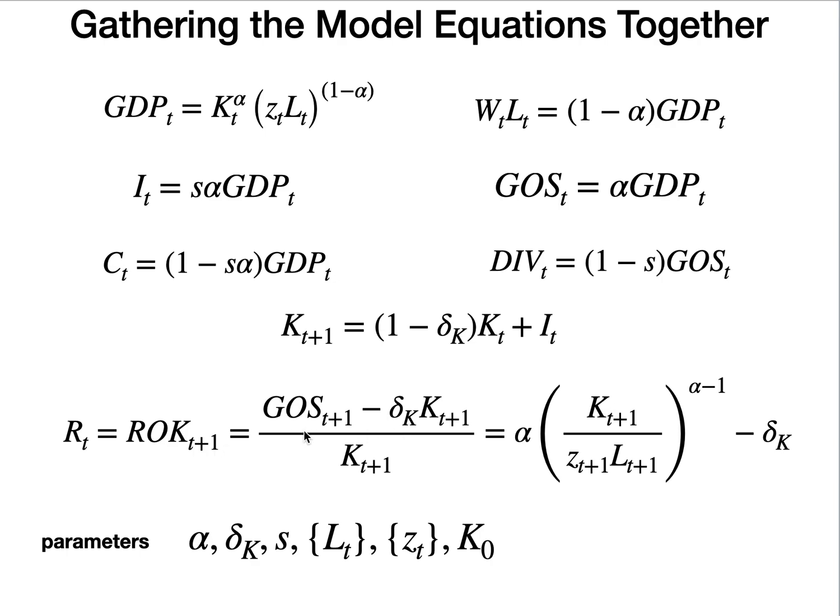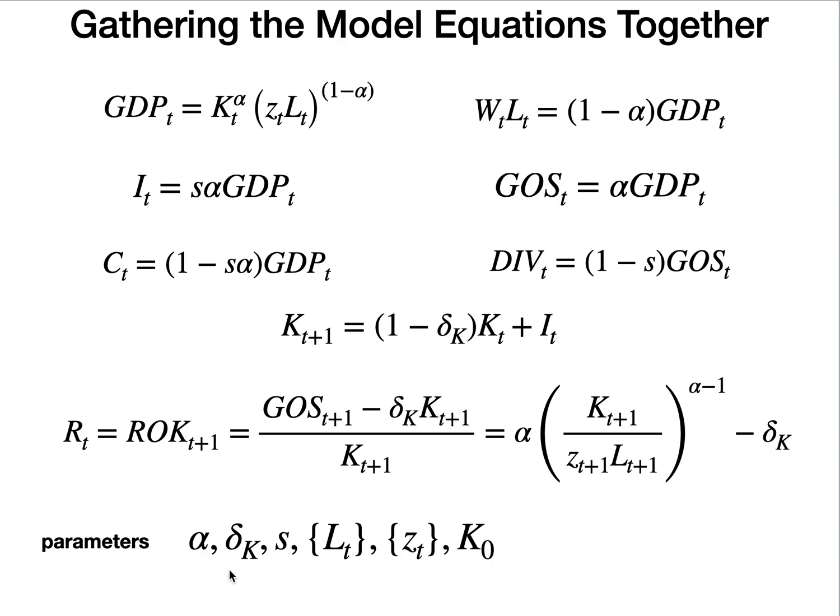And we calculated what the return on capital would be. Tomorrow's return on capital will be tomorrow's gross operating surplus, net of depreciation, so that's the net operating surplus, divided by the capital stock. And we can work out from these formulas that this is the equation for what that return on capital is. It involves the capital share parameter alpha and the capital to effective labor ratio and the depreciation rate.